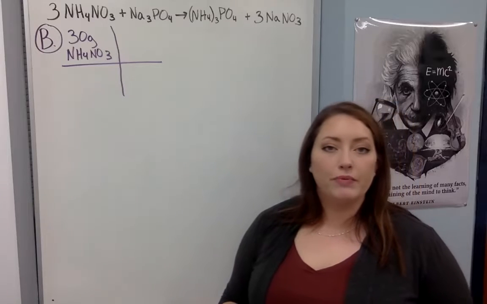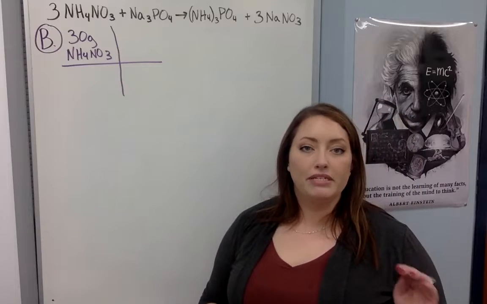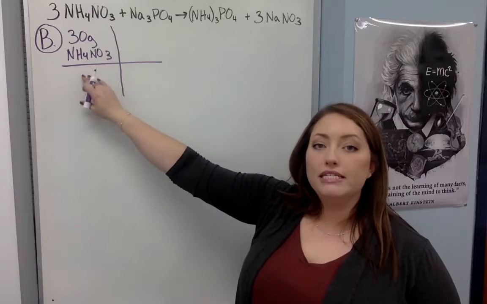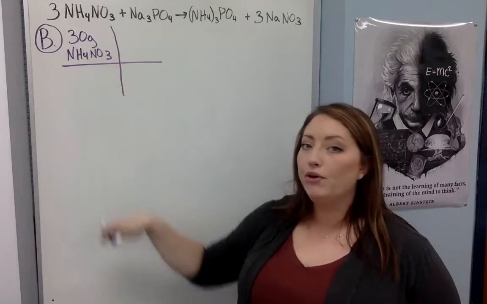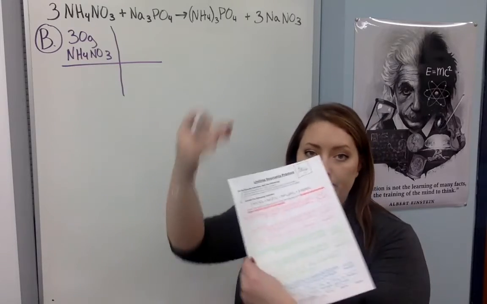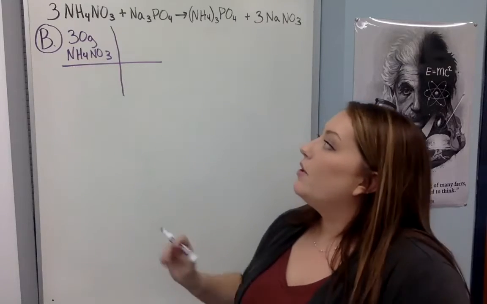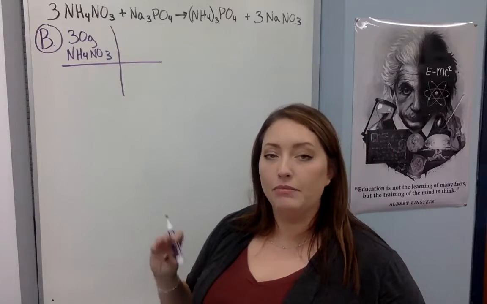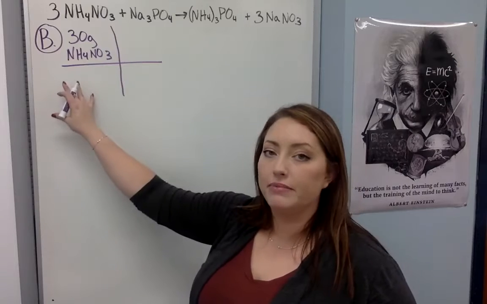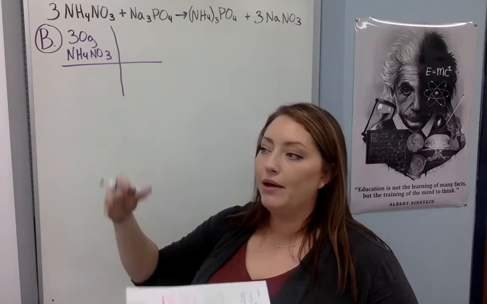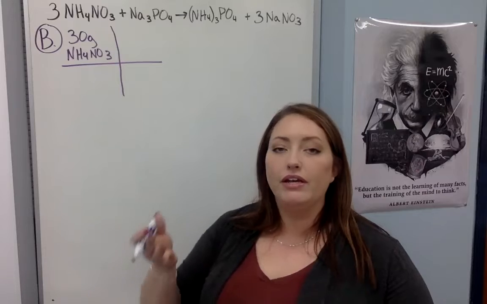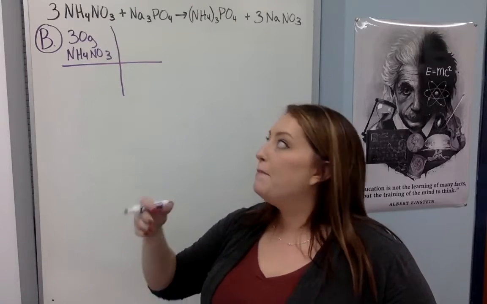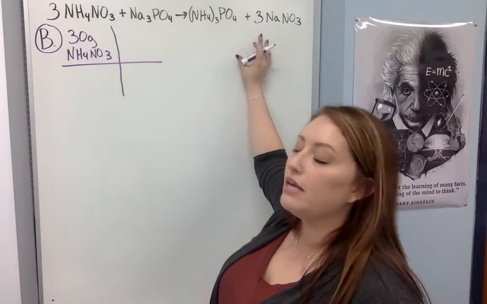Okay, so let's get started with part B. Now that we've identified our limiting reactant, we know that it's the 30 grams of ammonium nitrate. This is the value that we're going to start all of the rest of our problems with for number 1. The second question is asking us to figure out how much of each product can be produced using this limiting reactant. So if we're in a lab and you're given 30 grams of ammonium nitrate and 50 grams of the sodium phosphate, how much can we produce of these products?